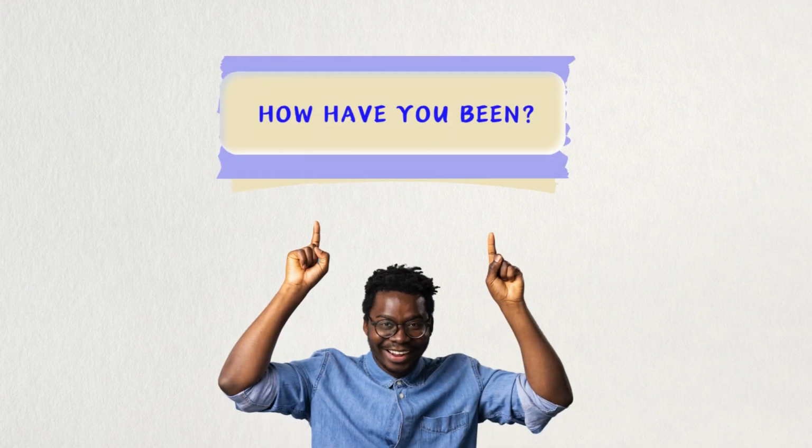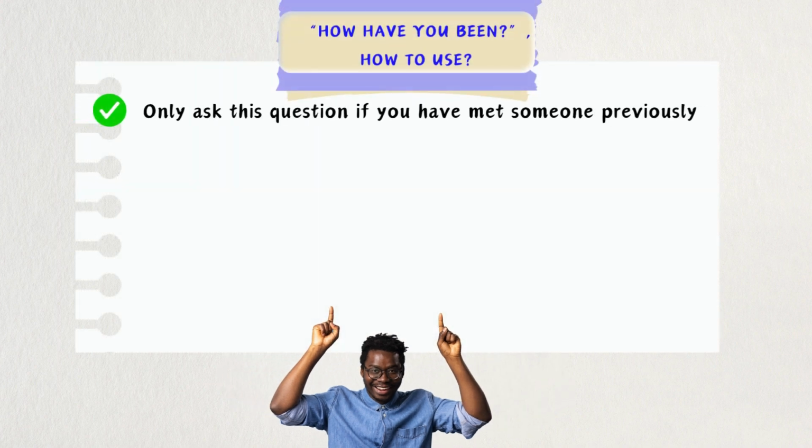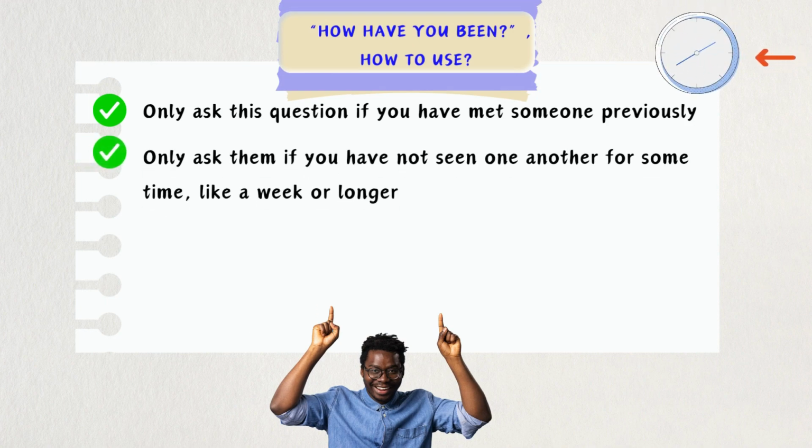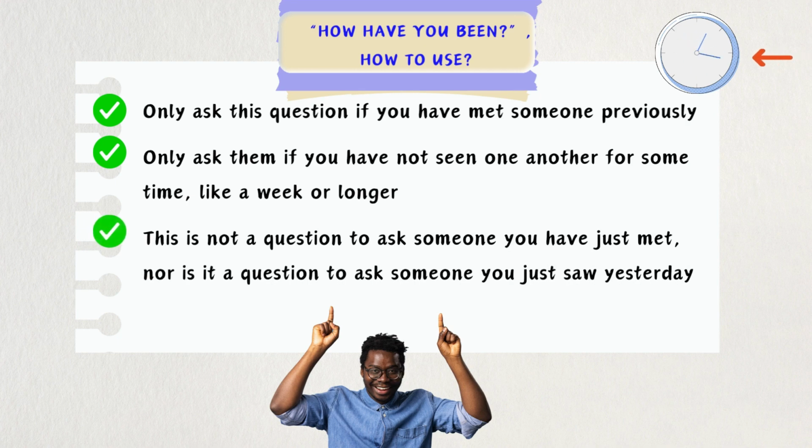When to use the question, how have you been? To begin, there are two things you have to remember. First, only ask this question if you have met someone previously. Second, only ask them if you have not seen one another for some time, like a week or longer. Most importantly, this is not a question to ask someone you have just met, nor is it a question to ask someone you just saw yesterday. The question is actually focusing on the chunk of time that has passed since you saw that person.